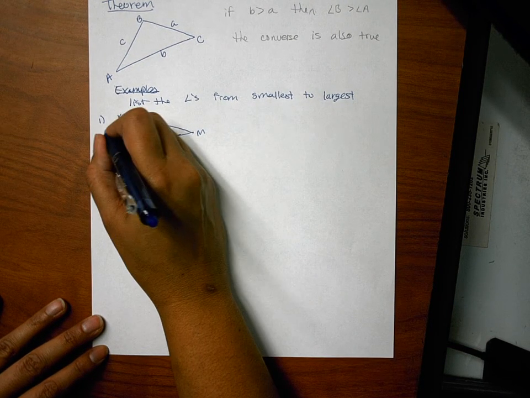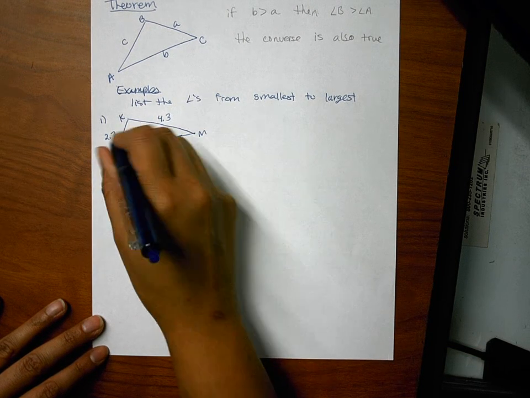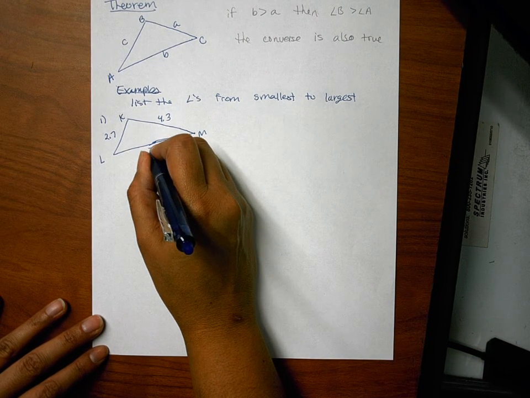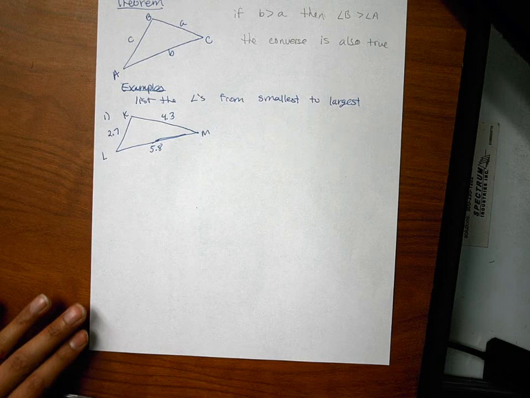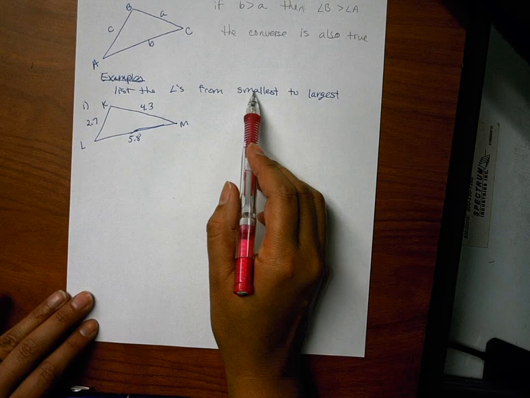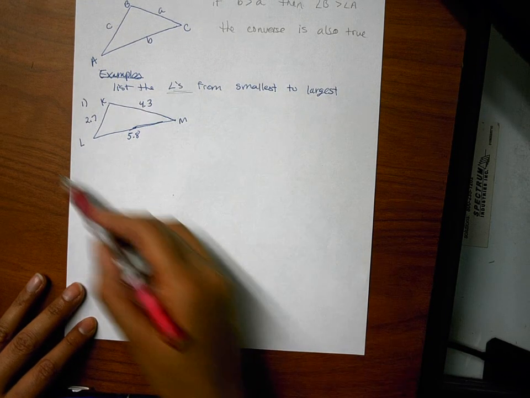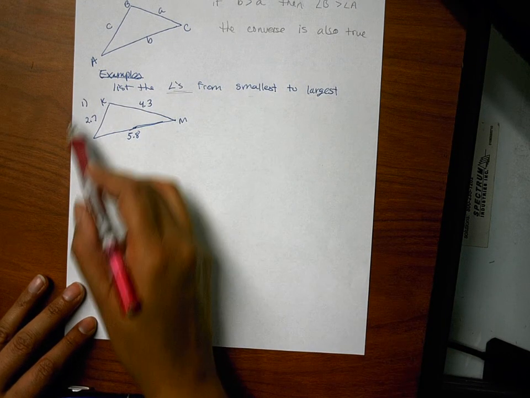Angle L, angle K, angle M. Opposite angle M is 2.7. Opposite angle L is 4.3. Opposite angle K is 5.8. Now notice I only give you the lengths of sides and no measures for the angles, but I'm asking you to list the angles from smallest to largest.